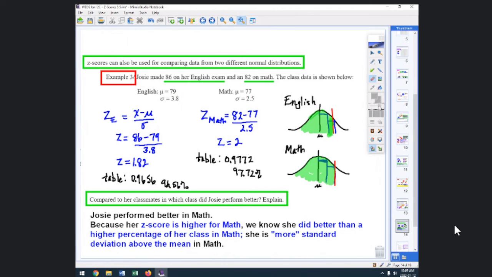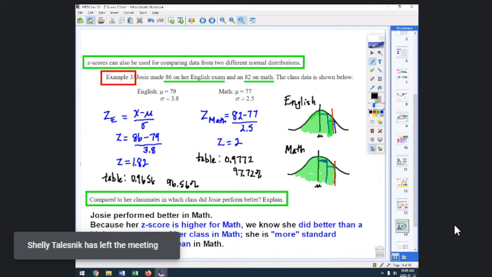You can make a little note here, though, if you want to. A higher Z-score means you did better than that percentage of the people that corresponds. So if it's higher, then you did better for that particular group. She's more standard deviations above the mean. It's not very mathy, but essentially she's a little bit more to the right, which means that she scored a little bit higher than a few more people in her class.